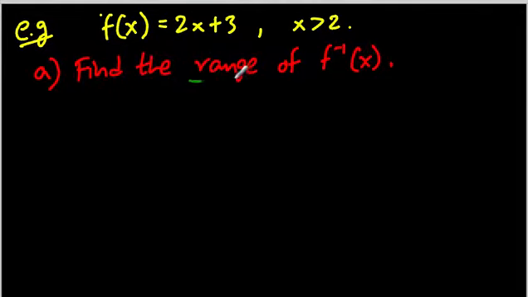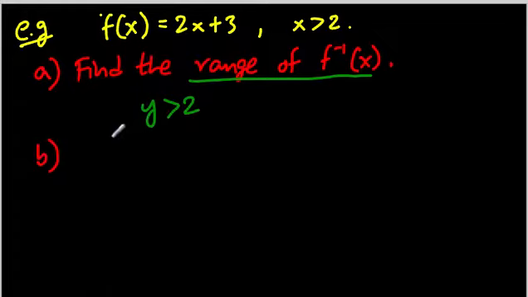So if I want to find the range of f inverse of x, it's simple. It's simply the domain, but I'm just going to switch the x for the y. So the answer is simply y is greater than 2, and you're done. You don't actually need to write y as an element of R and all that stuff. If they automatically give you the domain, you can just write y is greater than 2. All right, so that's part A.